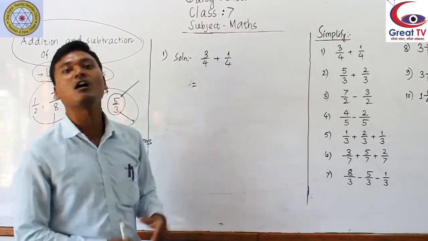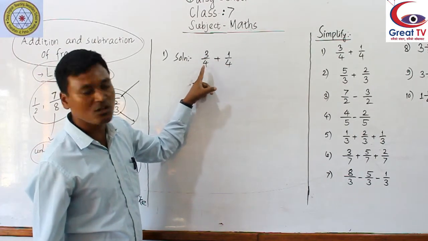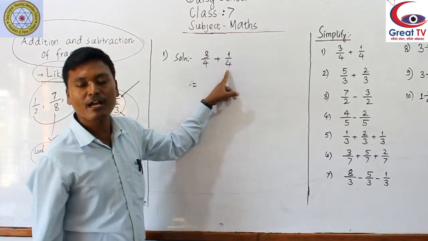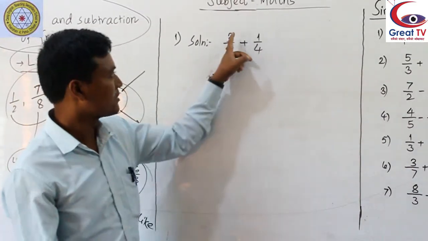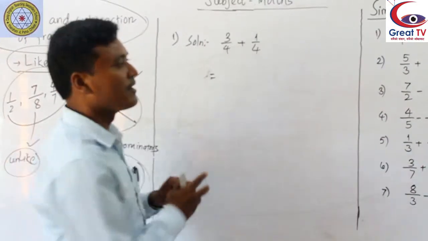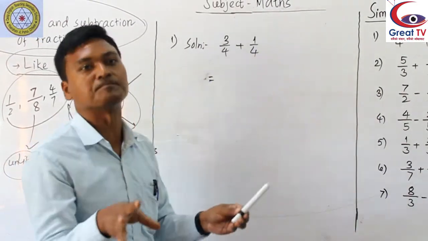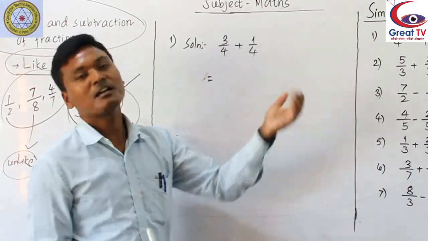Just check the denominators. What's the denominator over here? In the first fraction, 4. In the second fraction, also 4. Are the denominators the same? Yes. 3 upon 4, denominator 4. 1 upon 4, denominator 4. Okay, the denominators are the same. But today we are ready to learn how to simplify like fractions only.